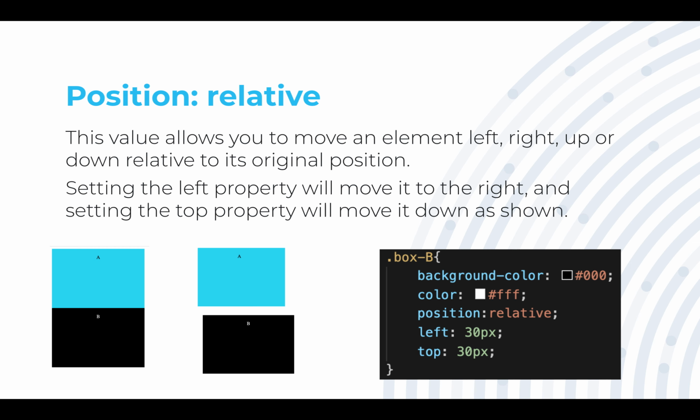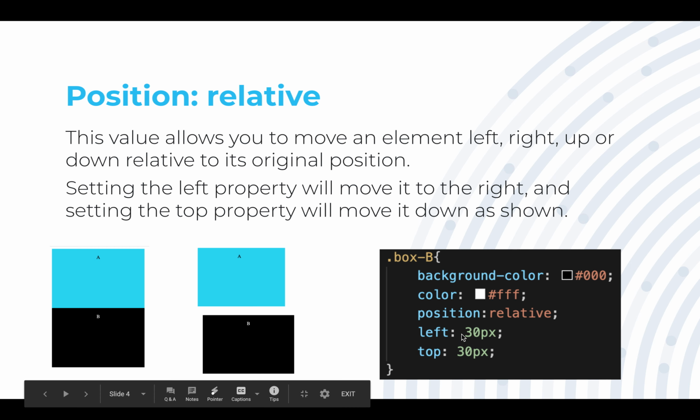Another thing that you can do is specify negative values. So if you really wanted it to go to the left, you can specify left with negative 30 pixels and then it would go in the opposite direction, which I guess would be left.